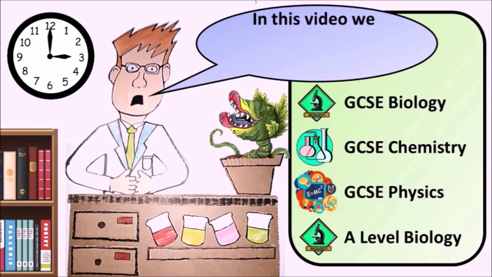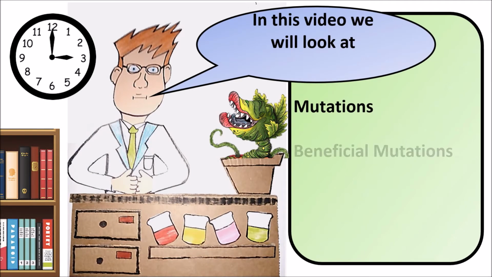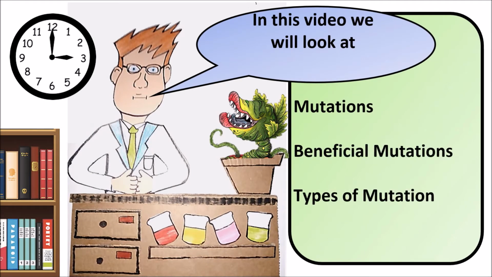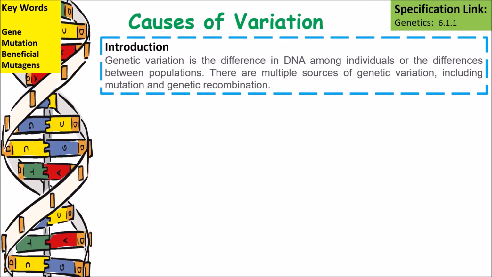In this video, we will look at mutations, beneficial mutations, and types of mutation. Genetic variation is the difference in DNA among individuals or differences between populations. There are multiple sources of genetic variation, including mutation and genetic recombination.